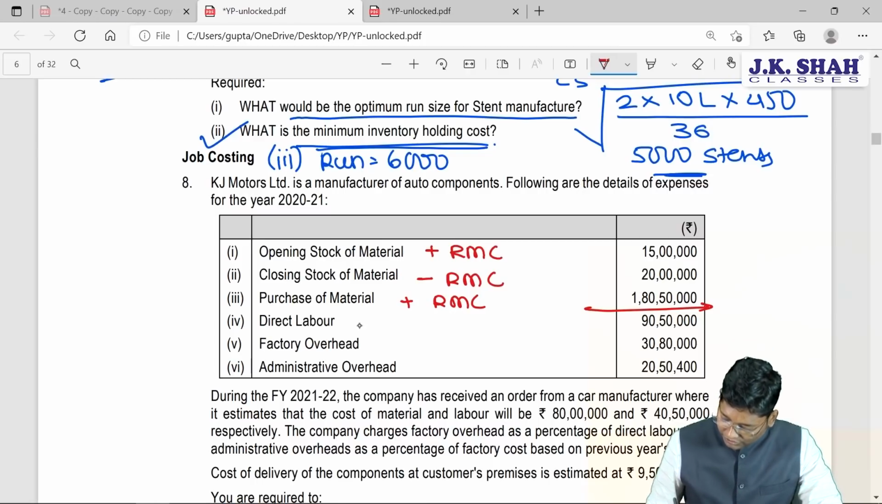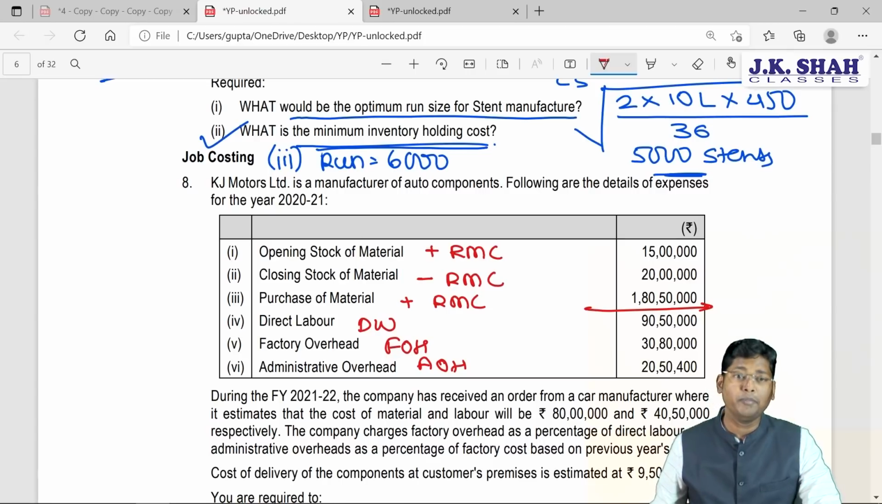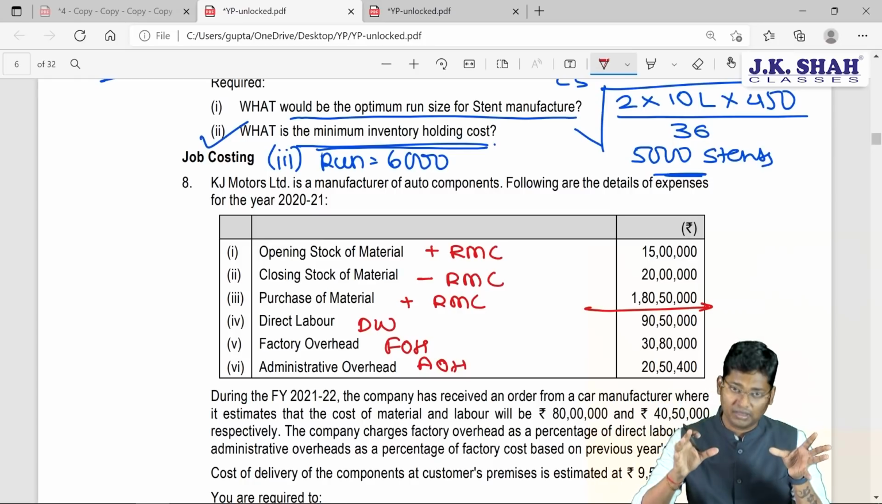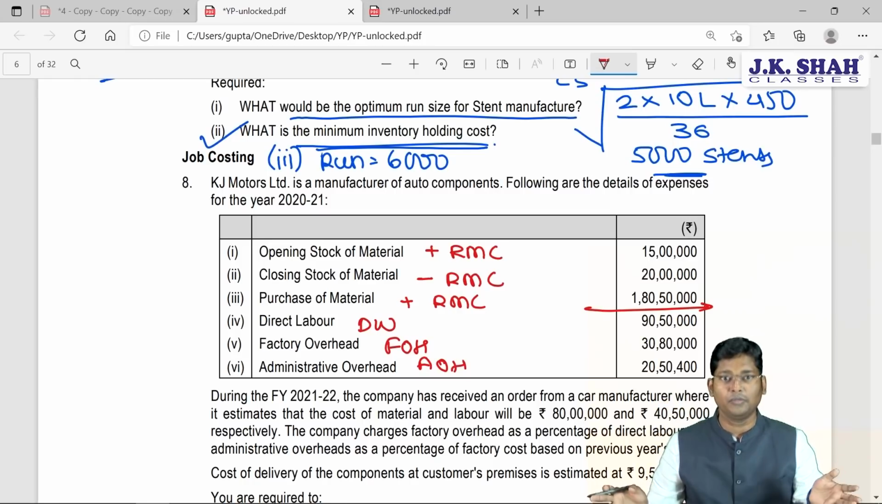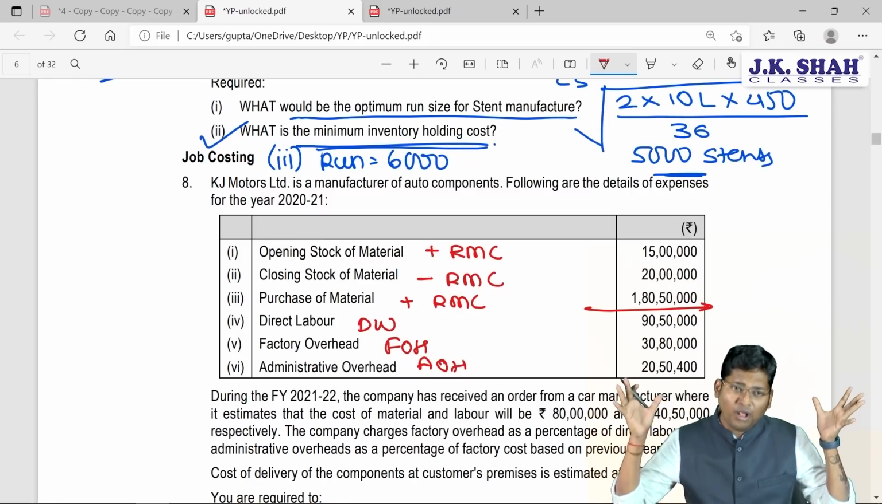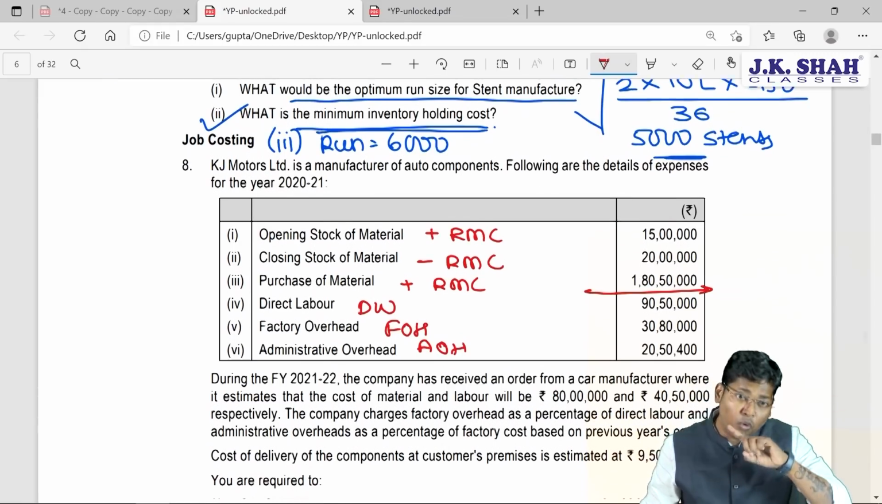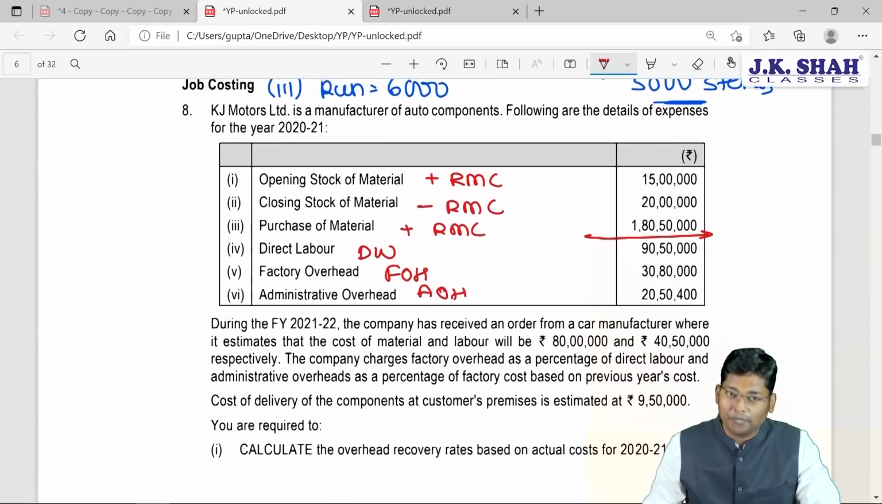Direct labor is your direct wages, factory overheads are given and administration overheads are also available. Now this is the information for the entire year of entire company. This is not something related to one particular job. Company may undertake various jobs. Out of them, all the jobs related information is covered in the first table. So this is the whole information related to the company.